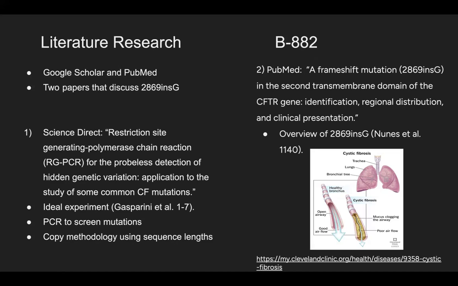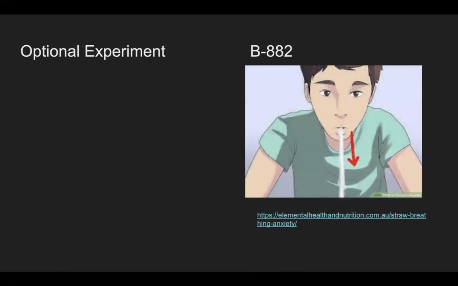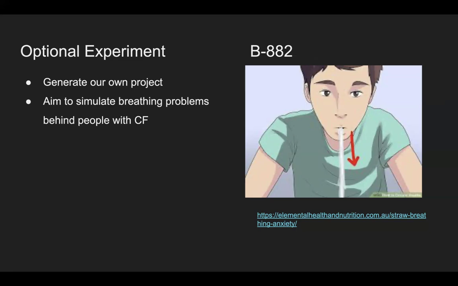Moving on to the 30-day optional experiment. To further connect our own biological research with the other fields of study, we plan to generate a 30-day project that tests and strengthens our own sociological understanding of genetic diseases and evolution. In a period of 30 days, we decided one of the best ways to simulate the breathing problems that people diagnosed with cystic fibrosis have was simply breathing through a straw.